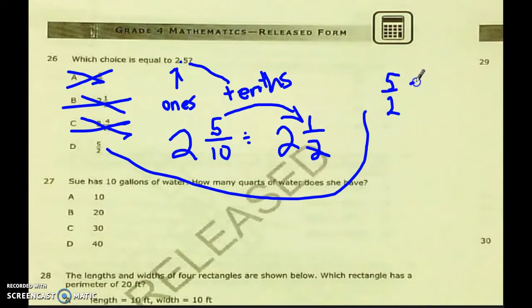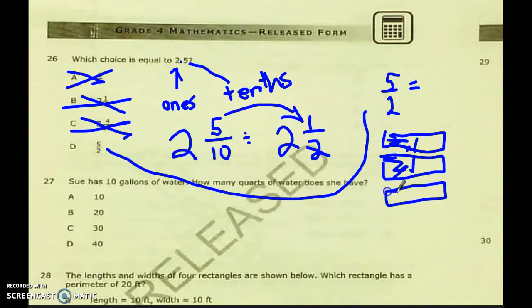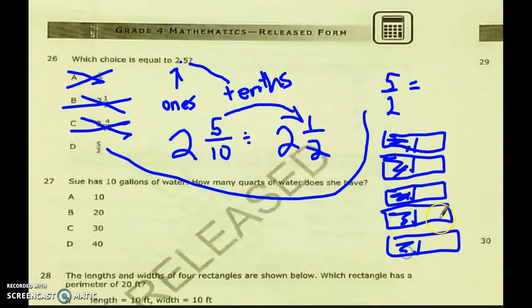Well, if I had 5 halves and I modeled it, so here I go, 1/2, I draw some more halves, 2 halves, 3 halves, 4 halves, and 5 halves. So now, if I combine these halves, how many halves does it take to make a whole?